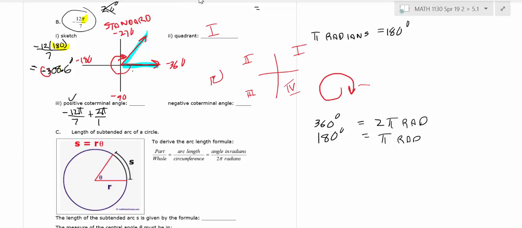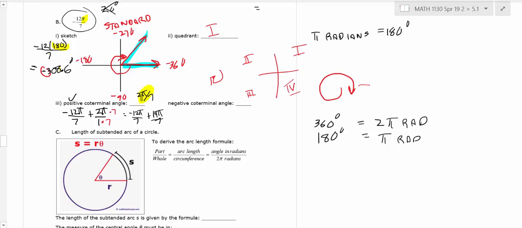I get a common denominator, so you want to just change that to 7 over 7 like that. And then that would just be negative 12 pi over 7 plus 14 pi over 7. So that's equal to 2 pi over 7. Okay, so that would be your angle that's coterminal to that.